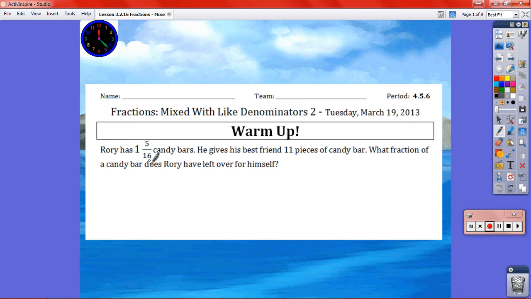So, a candy bar is 16 pieces. I could draw that as a 4 by 4, because I know that 4 times 4 is 16, and that's easier for me. And we have a square candy bar. Well, this one is more rectangular, but you get the idea. So he has 1, so this whole thing is filled in. It's 16 pieces. And he also has 5/16, so draw one more like that.